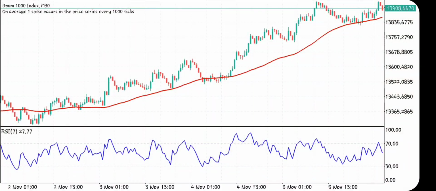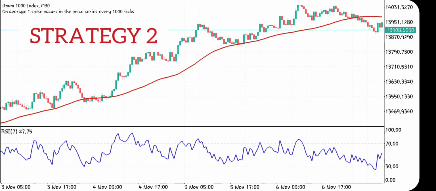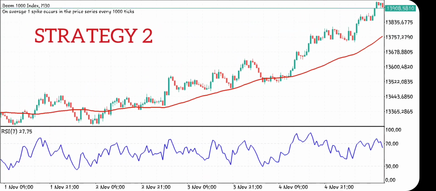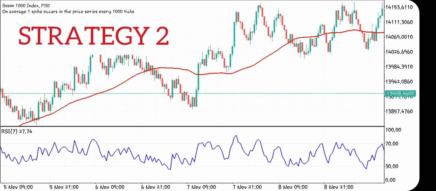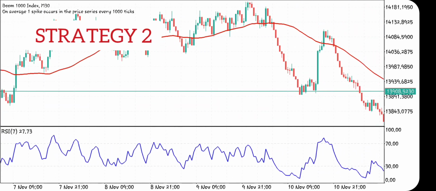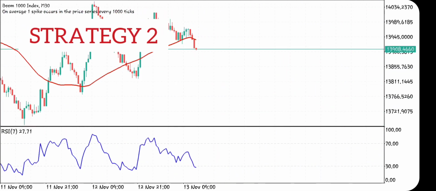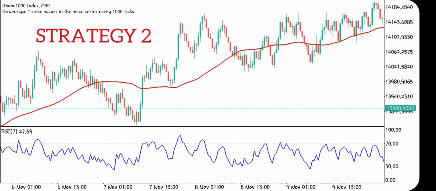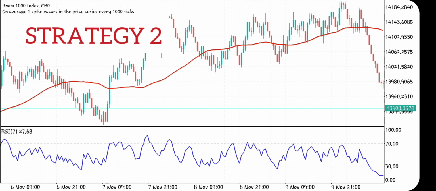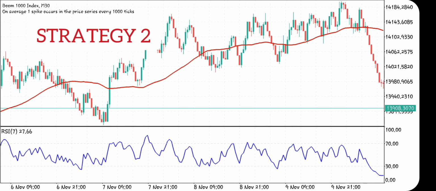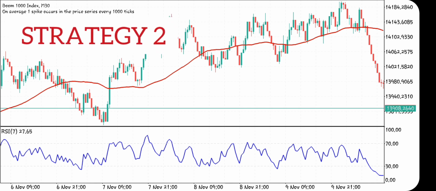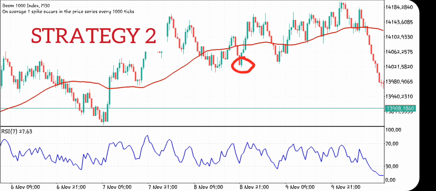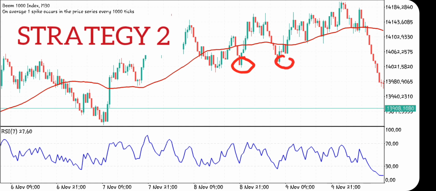Now let's get right into the RSI divergence strategy. So in this strategy, we'll be paying our attention to our RSI. In some cases, this is a very good example now. Let's look at this point in price. Can we see this point? And can we see this point as well?